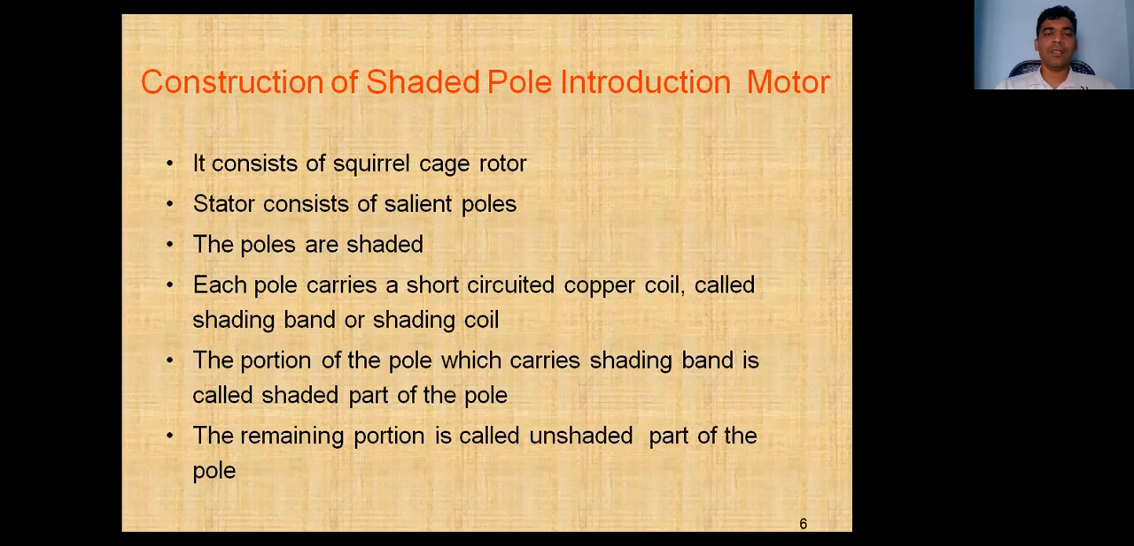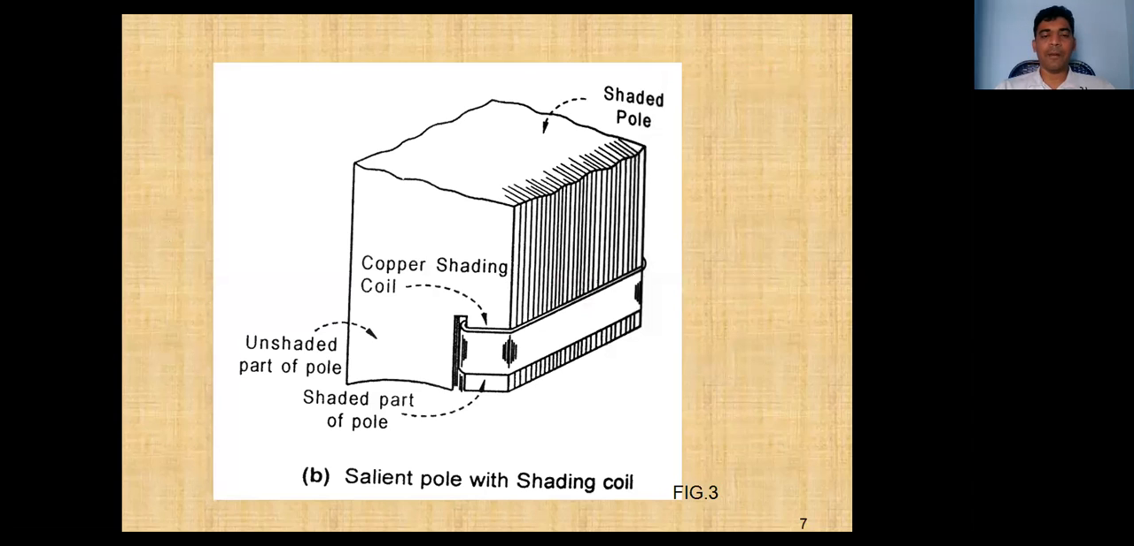It consists of a squirrel cage rotor. The stator consists of salient poles. The poles are shaded. Each pole carries a short-circuited copper coil called shading band or shading coil. The portion of the pole which carries the shading band is called the shaded part of the pole. The remaining portion is called the unshaded part of the pole.